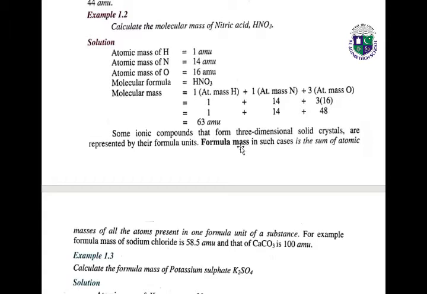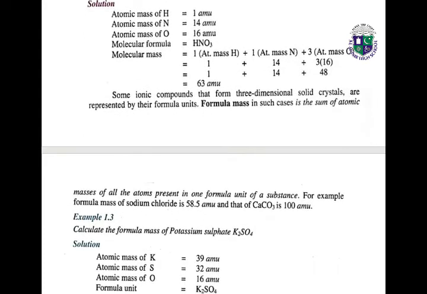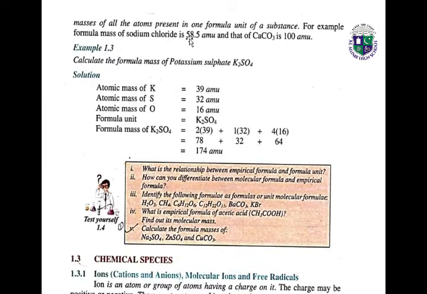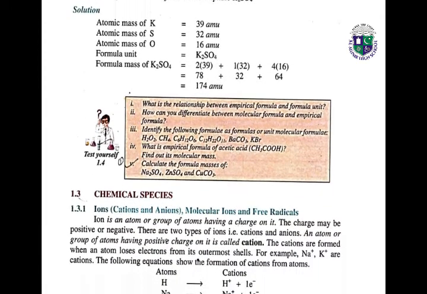What is formula mass, students? It is the sum of atomic masses of all the atoms present in one formula unit of a substance. For example, formula mass of sodium chloride is 58.5 AMU and calcium carbonate is 100 AMU. We can easily calculate the formula mass of potassium sulfate by adding the atomic mass of potassium, atomic mass of sulfur, and atomic mass of oxygen.